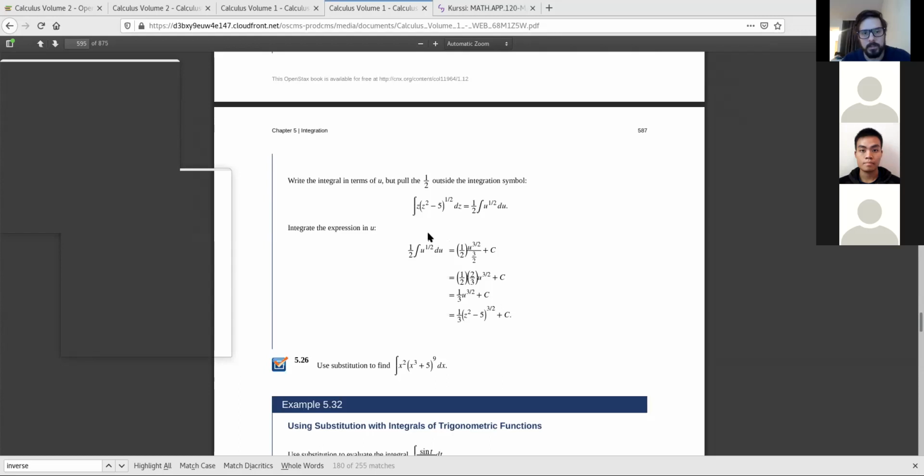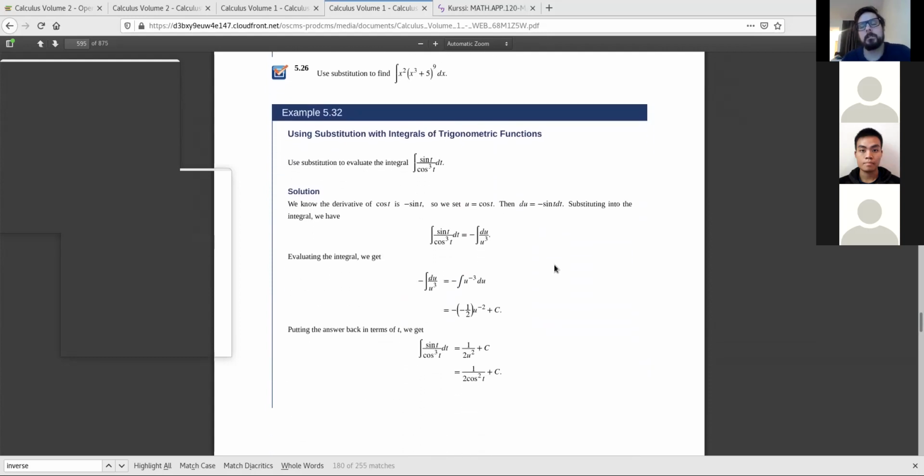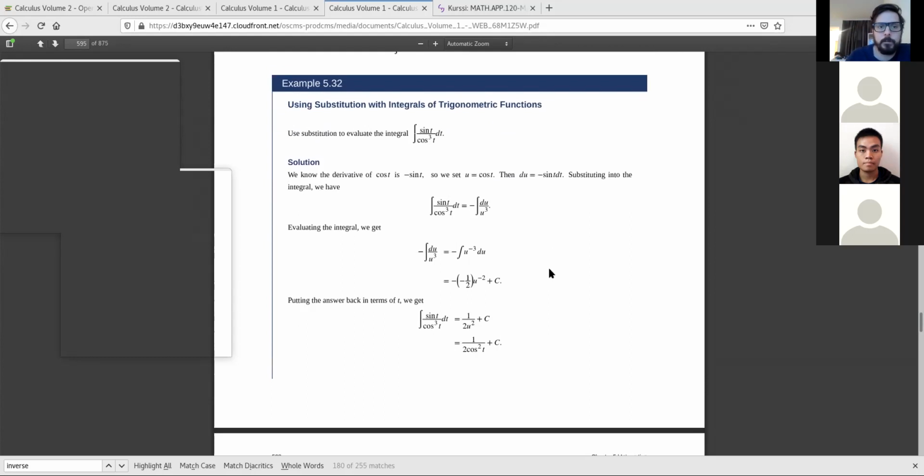So that's why we get this 1/2 in front, and this is simply u to the power of 1/2. We find the integral of that and then substitute u back. This is a very common situation. Here are some examples. A very common place for using substitutions is with trigonometric functions.